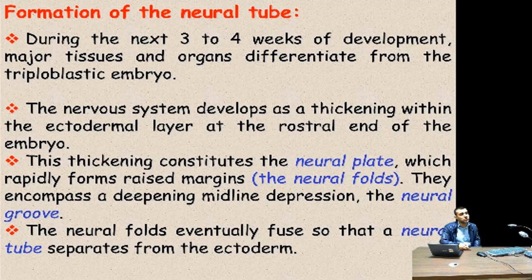Now we will explain how we have a neural tube. We have a thickening within the ectoderm. We have elevation of the ectoderm on the two sides. We have a neural fold, and in the midline, we have a depression.